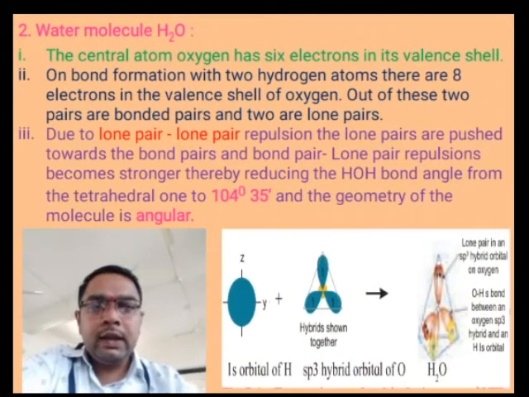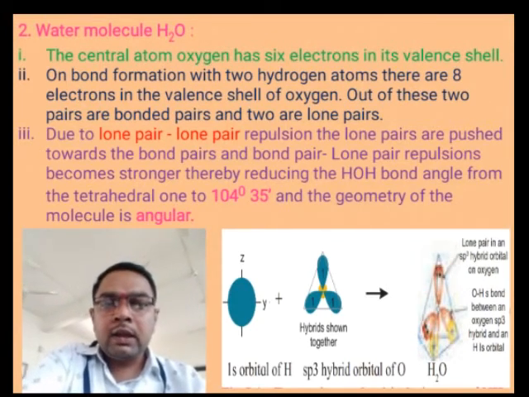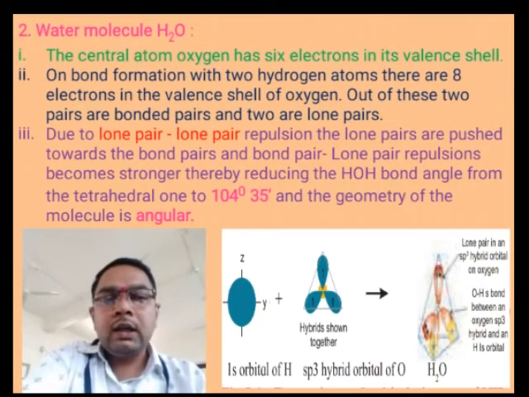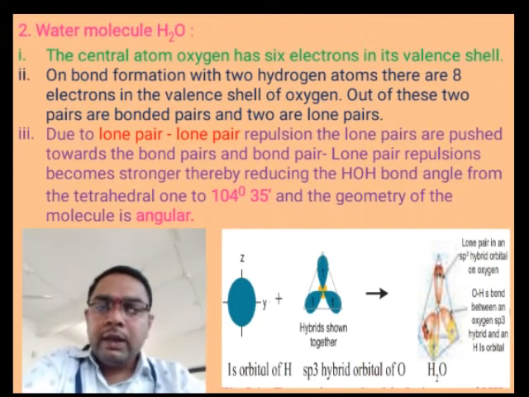In this, there are two lone pairs. This is one and this is the second. These are the two lone pairs of electrons, and there are two bond pairs of electrons. This is an OH bond, this is also an OH bond, and these two non-bonding pairs of electrons are called lone pairs of electrons.